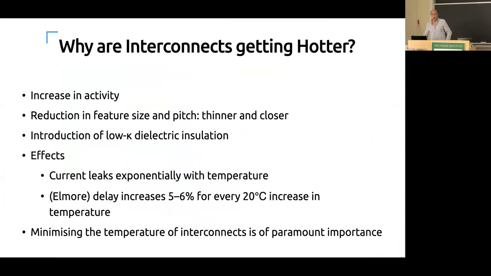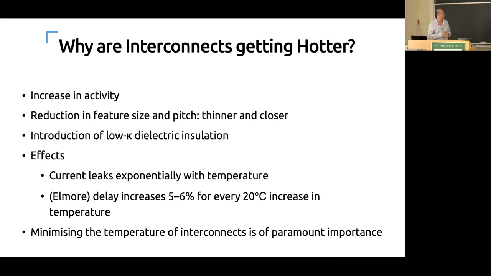And why are interconnects getting hotter? Well, because there's an increase in activity in the chips, and computations are getting more and more complex. As mentioned earlier, feature size has also been reduced. Things are getting smaller and smaller on a chip, closer and closer together. Because of that, there's insulation, in the form of a low capacitance dielectric, to prevent interference. But this material that prevents interference also locks in the heat. So heat cannot escape as efficiently.